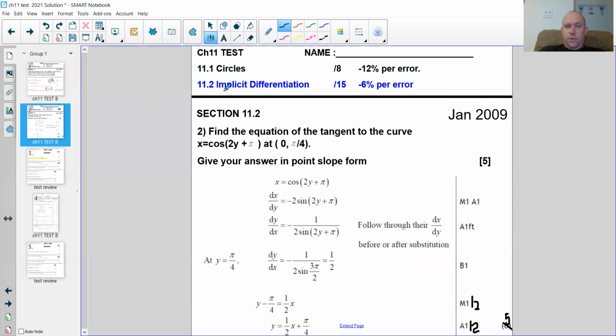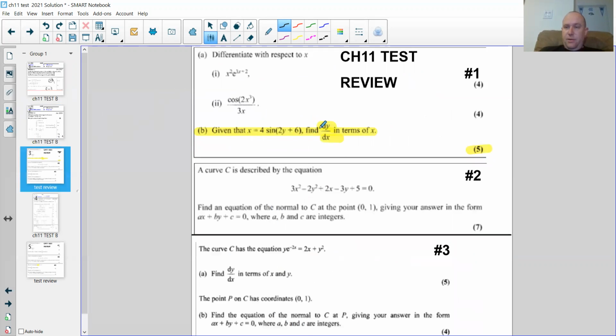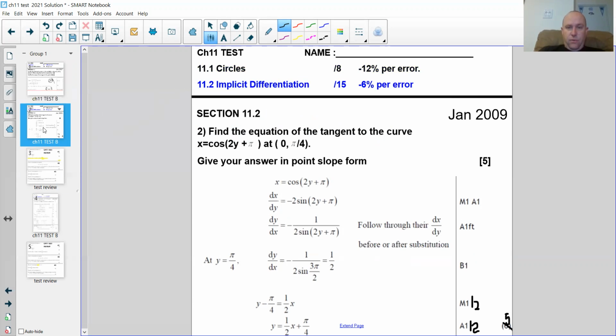Second question. Now we're on to 11.2, implicit differentiation. And the first question: find the equation of the tangent to the curve x equals cosine 2y plus pi at 0, pi over 4, for 5 points. The first thing to point out is that this is really similar to the question that was on the test review as well. We did one very similar to that the lesson before, so you can always go back and watch the video for that one too.